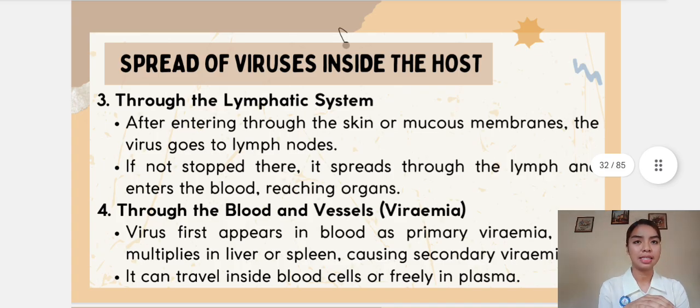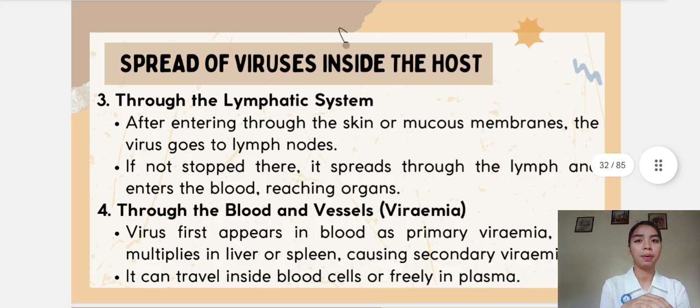Number 3, we have the lymphatic system. After entering the skin or mucous membrane, the virus goes to the lymph nodes. If not stopped there, it spreads through the lymph and enters the blood, reaching the organs. And next, once they have spread through the lymphatic system, they are now in the blood, through blood and vessels, called viremia.